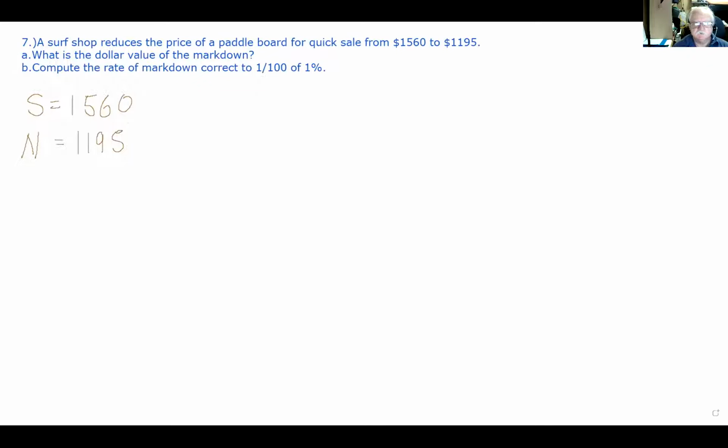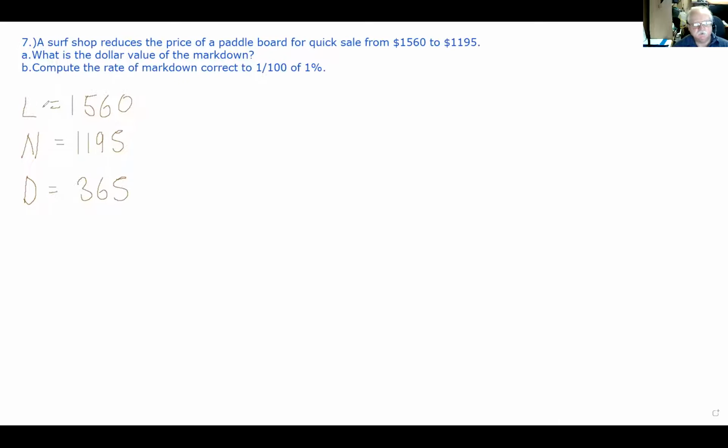Let's actually replace this S here with the list price. It'll work easier if we distinguish the list price, the net price, and then the dollar value of the markdown is the big D. So 1560 minus 1195 is 365.